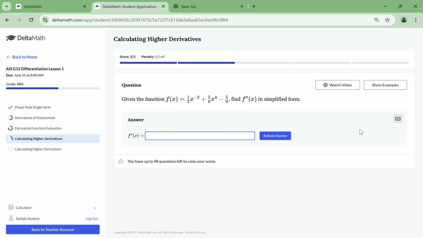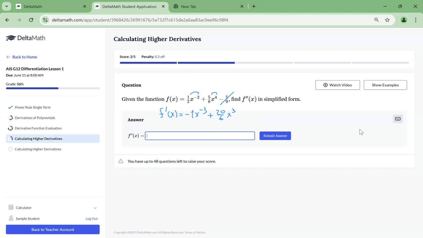Let's try a third example. So here we have f dash of x, which is these two multiplied together. So this is negative 1, x to the power of negative 3. And then multiply these together, you get 20 over 6, x to the power of 3. And then this is just 0.